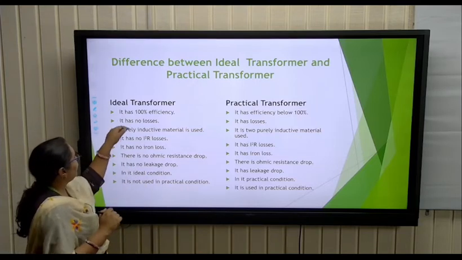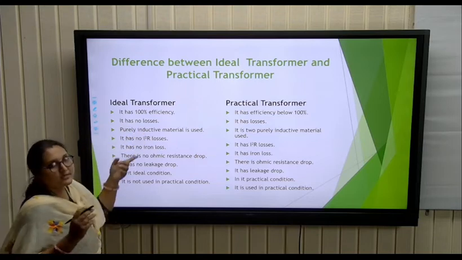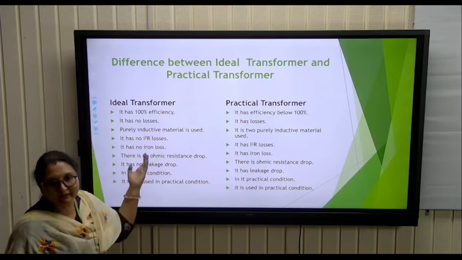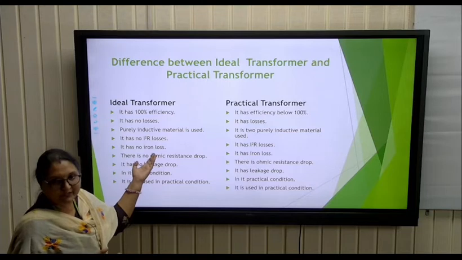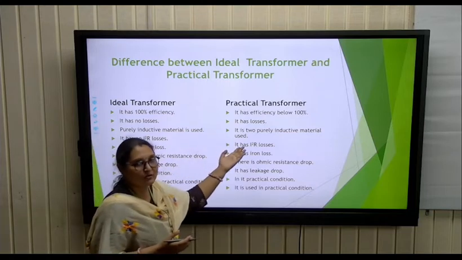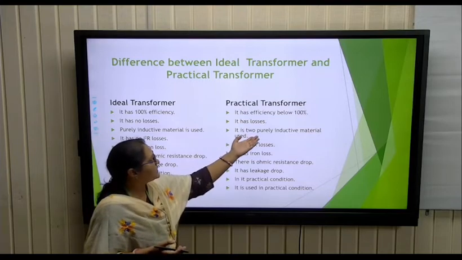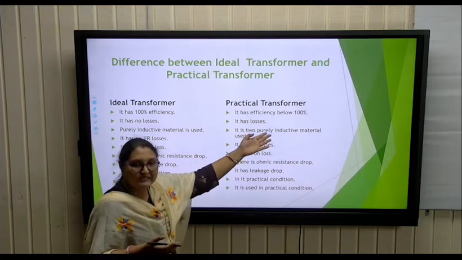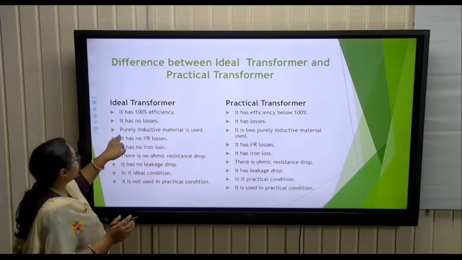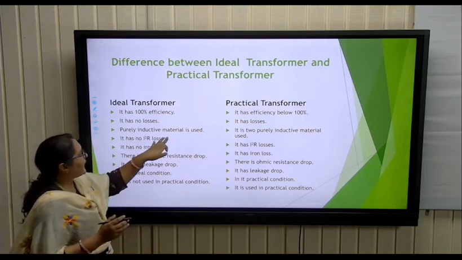Now in case of an ideal transformer, since there will be no losses, we say it has 100% efficiency. Whereas in a practical transformer, definitely there will be certain losses. Because of that, it has efficiency below 100%. Then it has purely inductive material.